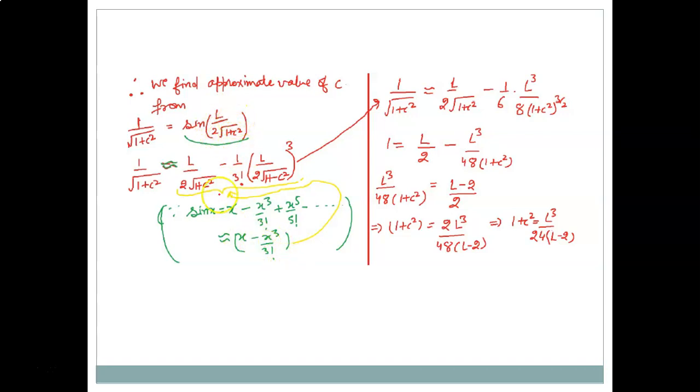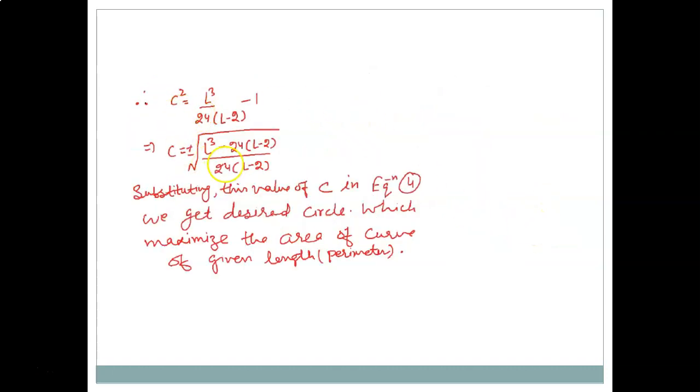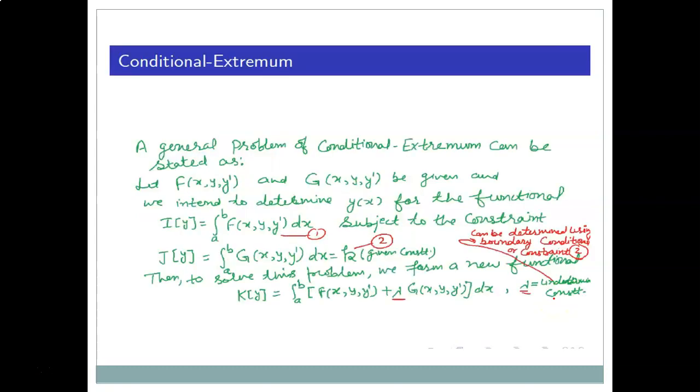So now we are applying this formula here. So x means this whole quantity minus 1 by 3 factorial and its cube. This is approximately equal to this, because we are getting the approximate solution, not the exact solution. So you can see 1 plus c square is approximately equal to this. The further simplification gives rise to this type of formula. Then from this one we can obtain the value of c square, and c is ultimately this. So substituting this value of c in equation 4, we get the desired circle, which encloses the maximum area under a given perimeter. So this is a solution of the isoperimetric problem.